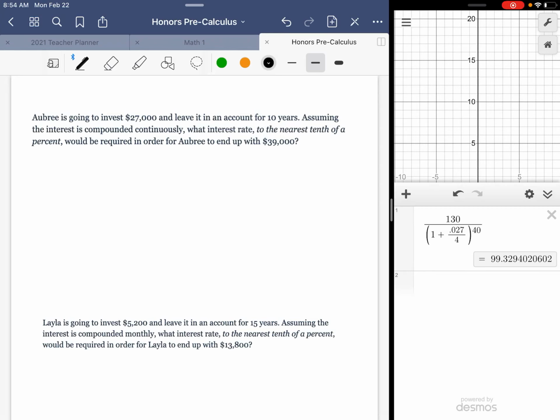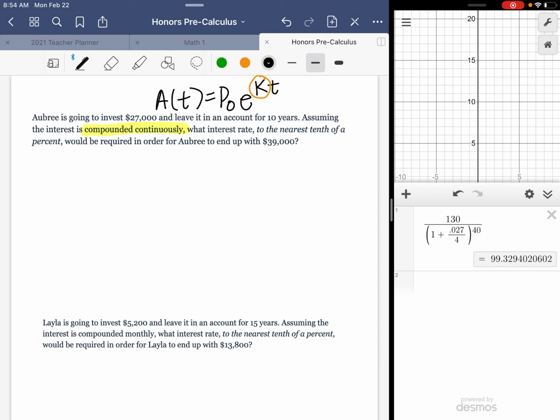All right, so for these examples, we're actually going to be looking for the rate. So it says Aubrey is going to invest $27,000 and leave it in an account for 10 years. Assuming that the interest is compounded continuously, we know that we're going to be using our continuous formula. So we have A of t equals P sub 0 times e raised to kt or rt. So we're looking for the interest rate. So we're actually going to be solving for k or r, depending on which variable you are using.